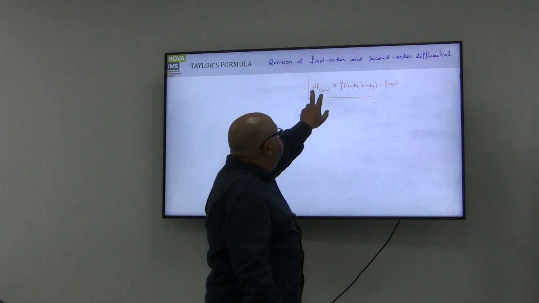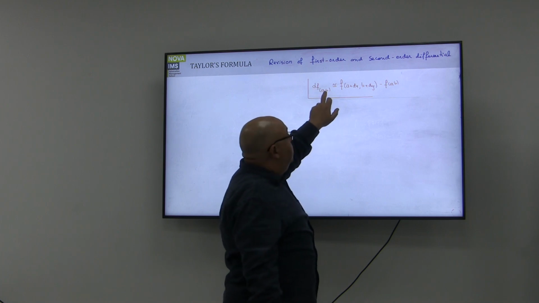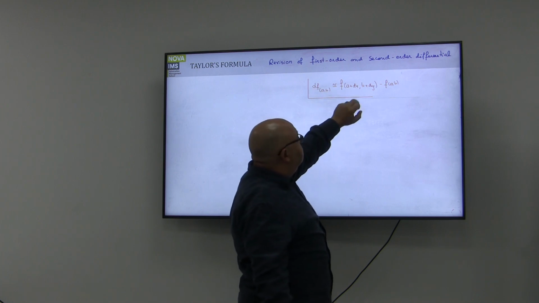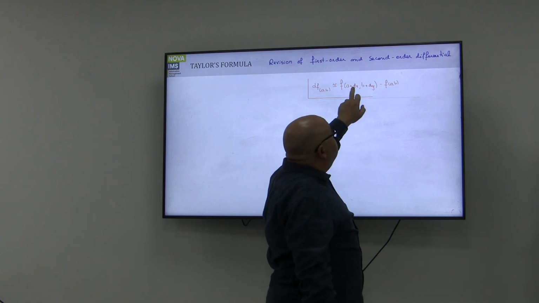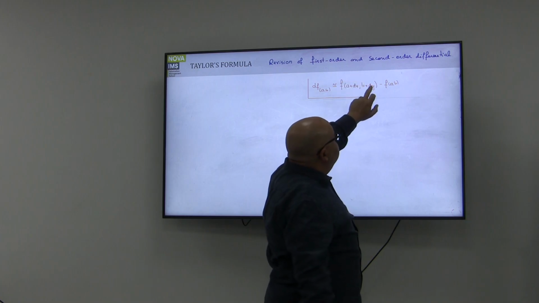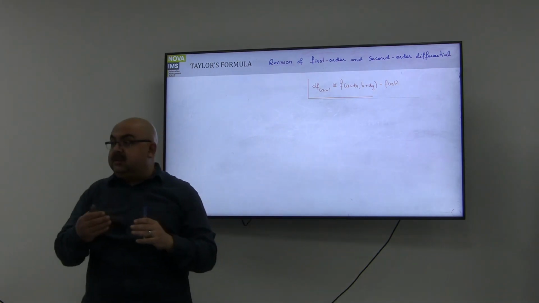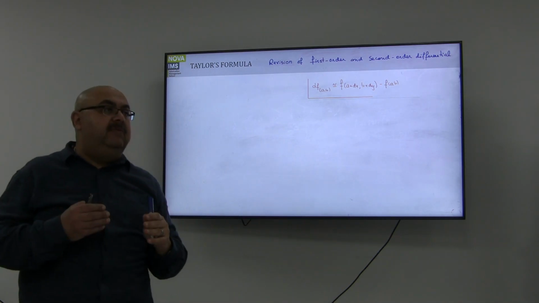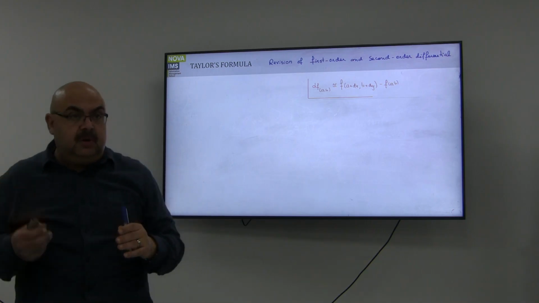First of them, that the differential of f at (a, b) is equal to f at a plus dx and b plus dy, where dx is x minus a and dy is y minus b, minus the value of the function at a and b. We did go through this, I believe, in the previous two lectures.